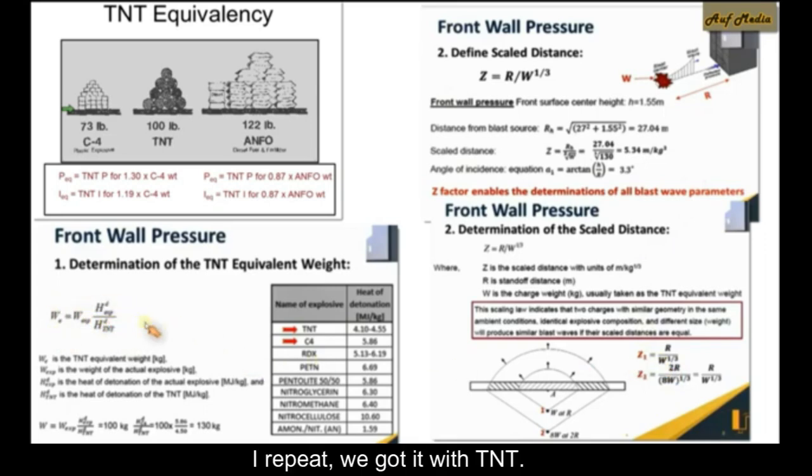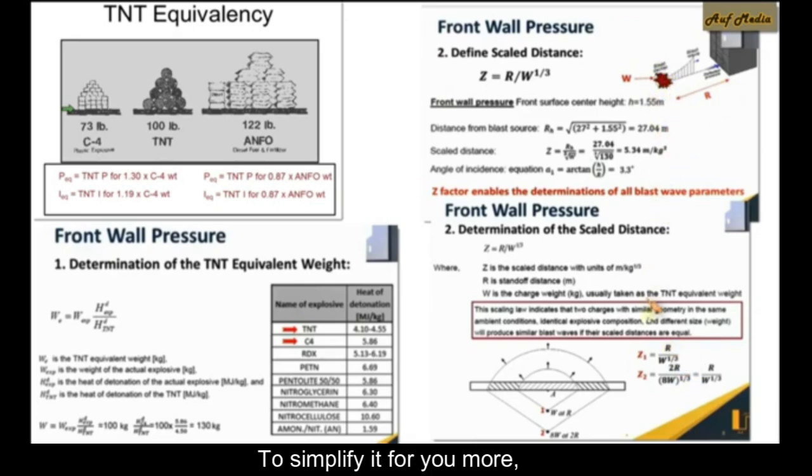I repeat, we got it with TNT. We got it as if the weight is TNT. So all the weights here are TNT, even if it is another material, I convert it to TNT. The second thing is to get R, then divide by W to the power of 1/3 to get Z. This is called the scale distance law. What is it? I divide the distance of the detonating material by its weight to the power of 1/3.